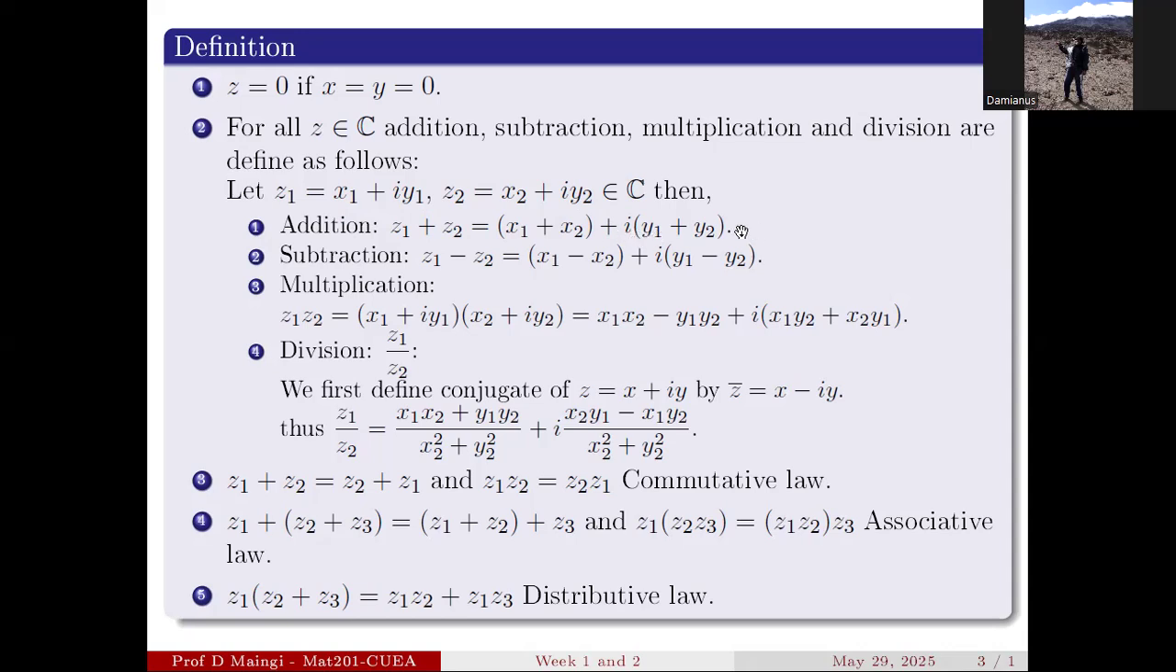Full stop. Now, how about subtraction? Well, likewise, you subtract Z2 from Z1, that means Z1 minus Z2 equals, you subtract X2 from X1, so X1 minus X2 plus i times Y1 minus Y2. Full stop. That's as far as addition and subtraction are concerned.